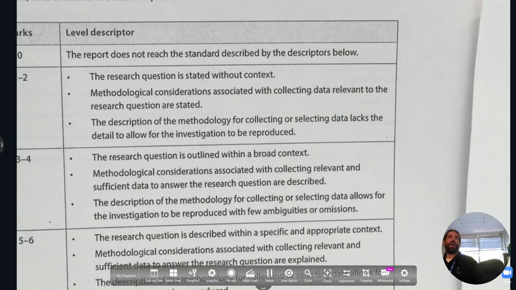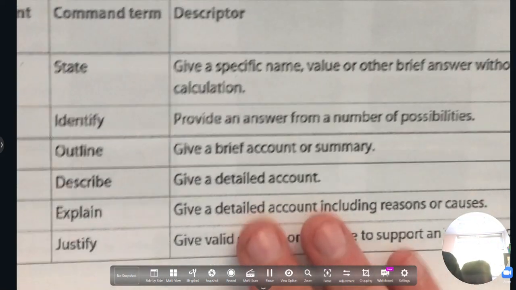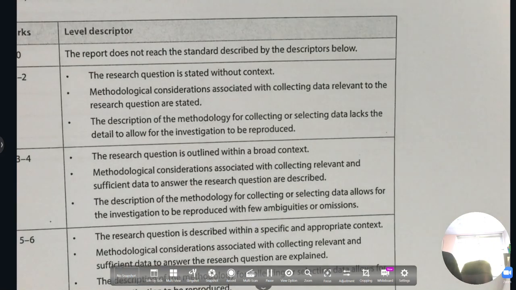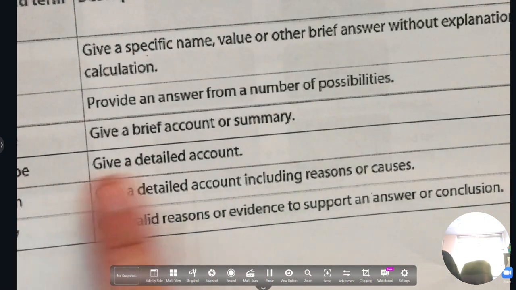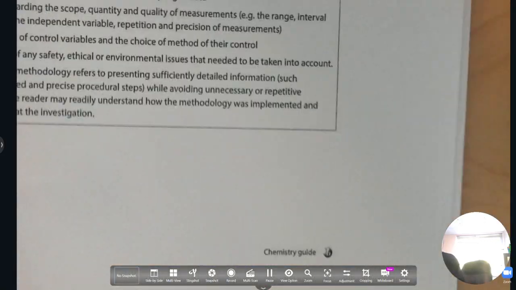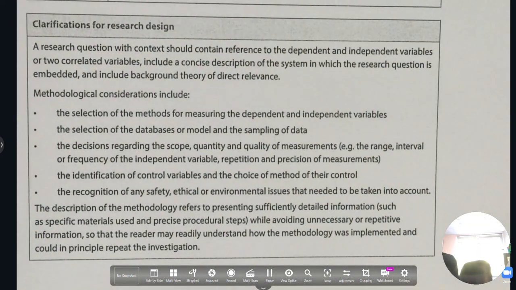Please stop me. All right, so what does it mean to outline? Outlining is to give a brief account or summary. And then describe is to give a detailed account. So let's look at how that is also supported in the rubric. Here are the criteria for that first mark, research design. A research question with context should contain reference to the dependent and independent variables or to correlated variables, including a concise description of the system in which the research question is embedded, and include background theory of direct relevance.